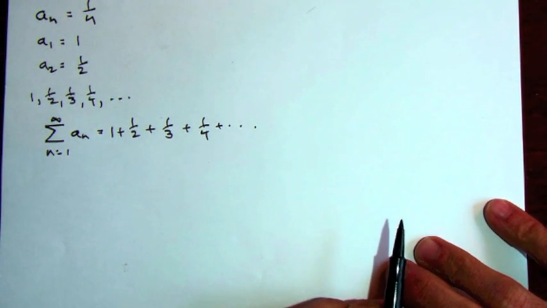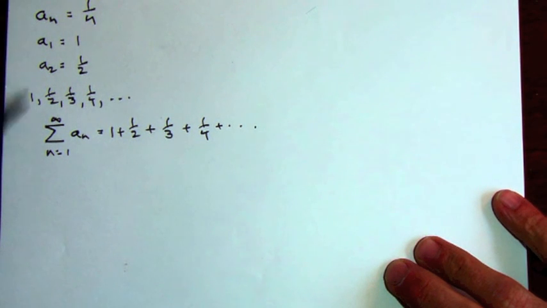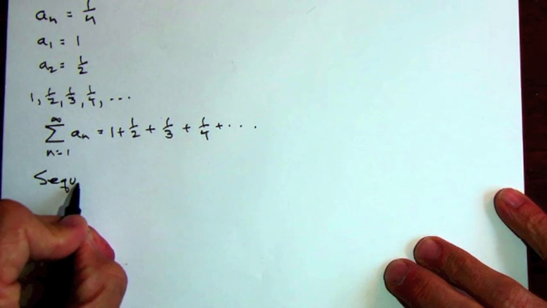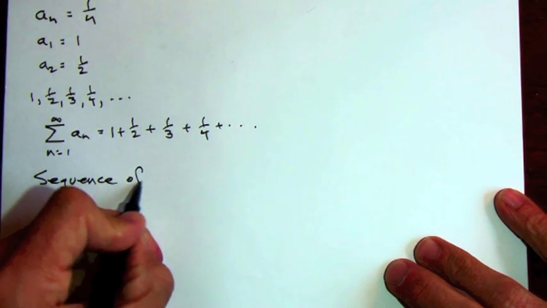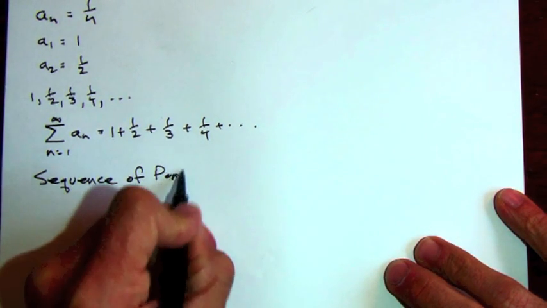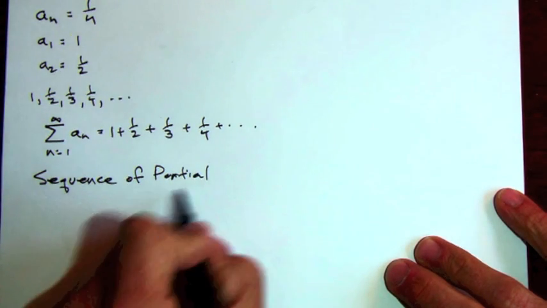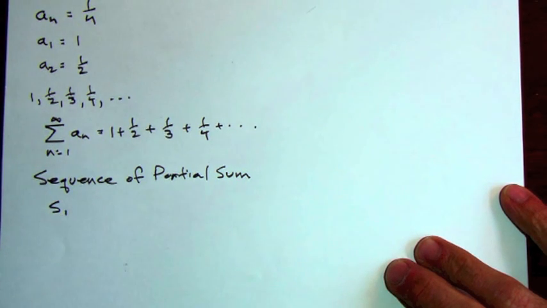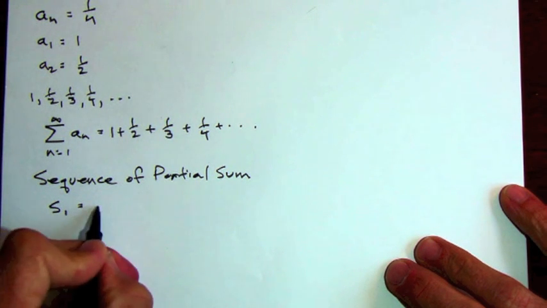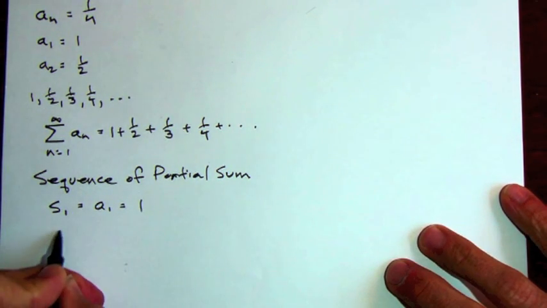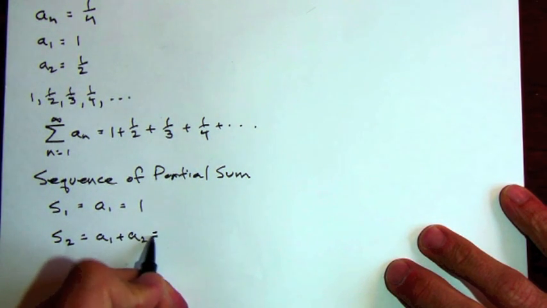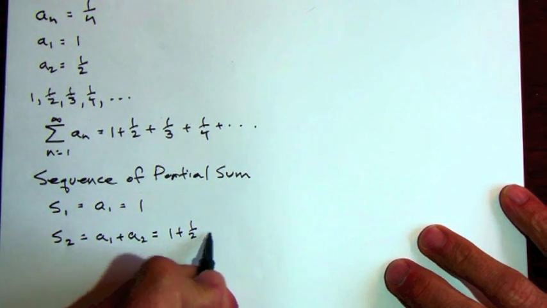One way to think about series and whether or not they converge is to look at what's called the sequence of partial sums. So if we sum just some of the terms, a partial sum, so not the whole sum. For example, I use S for the sequence of partial sums. S1 would just be A1, or in this case 1. And then S2 would be A1 plus A2, which is 1 plus 1/2, which is 3/2.